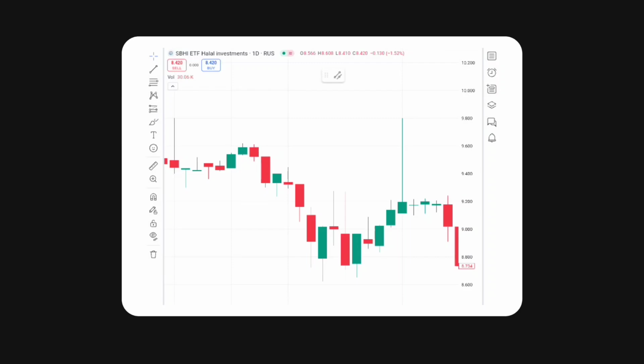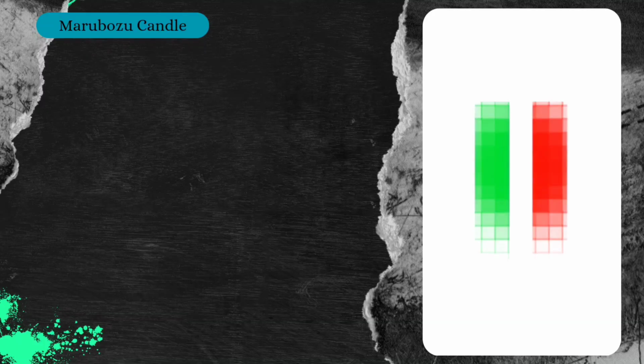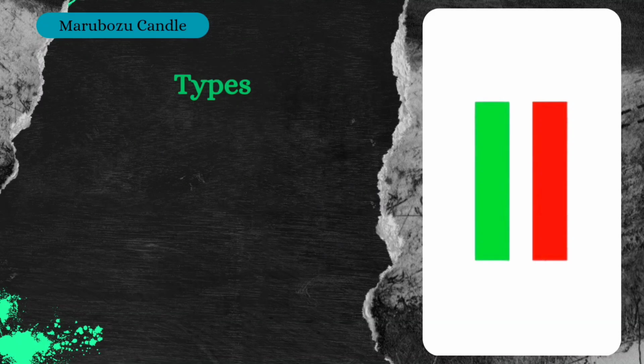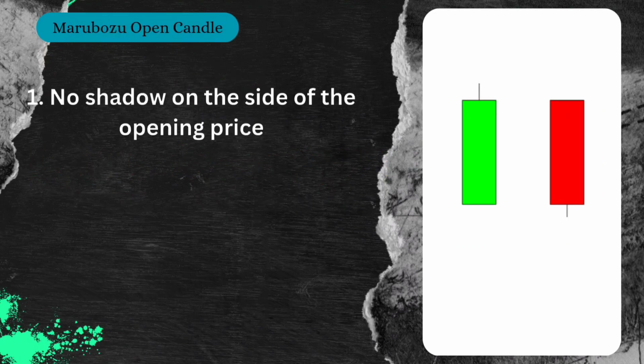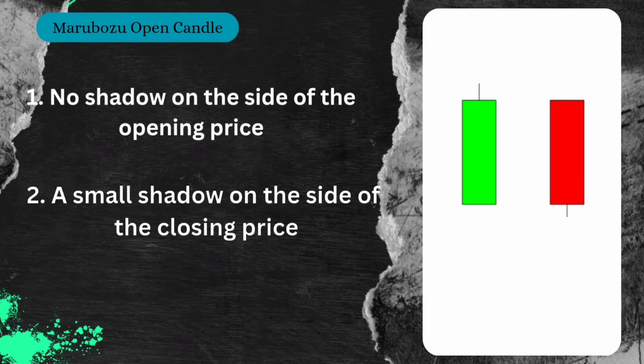Now understand what it means by open Marubozu. Before that, let's discuss the types of Marubozu candlestick, because it is important to know how Marubozu candlestick works and what the types are, so that you can easily identify it and make money from this type of candlestick. There are mainly three types of Marubozu candlestick. The first one is the open Marubozu candlestick, which has a full body with no shadow on the side of the opening price and a small shadow on the side of the closing price.